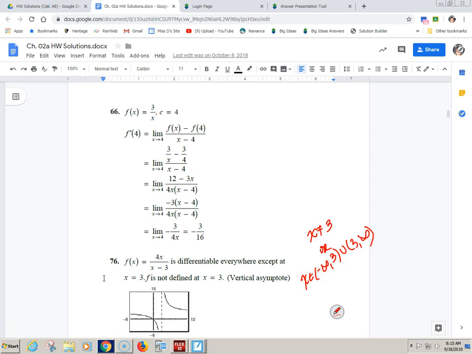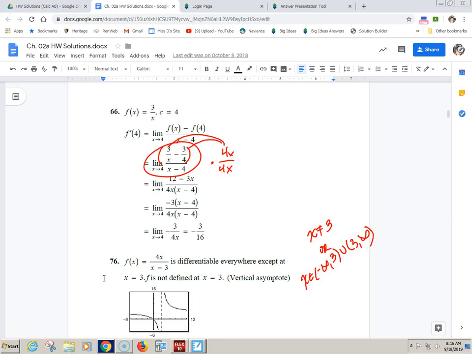Adam, you had a question? Did you go over 66? Was plugging in okay? Oh, never mind. I see what it is. Because I would multiply top and bottom by 4x over 4x. Yeah, and I would distribute. I put f of x in the denominator. Ooh, yeah, that would mess you up.